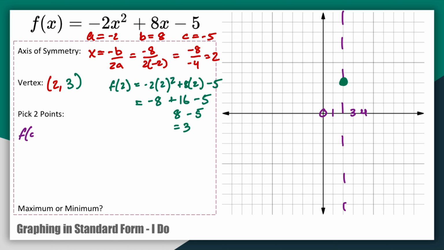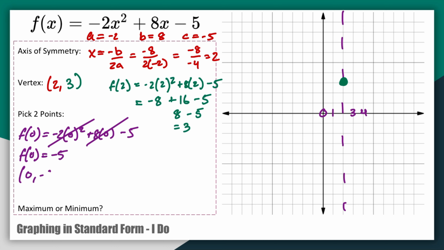So f of 0 equals negative 2 times 0 squared plus 8 times 0 minus 5. That cancels because we're all multiplying by 0 there. And I'm left with negative 5. So f of 0 equals negative 5. So that's my point, (0, negative 5). Go to my graph, (0, negative 5), which is down there, which is okay. And we can see this is going down, which it should because a is negative.